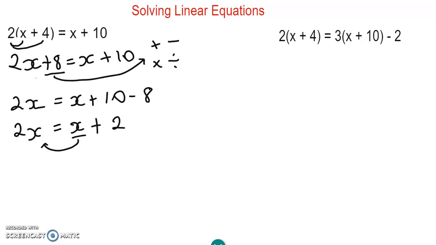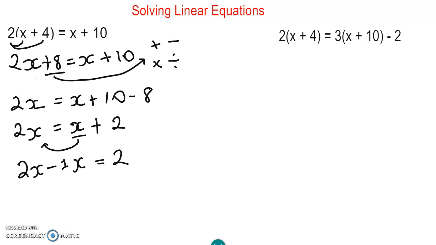And as you know, x when it's by itself is 1x. We don't show the 1 when we're doing algebra, but this is actually 1x. So when we move it onto the other side, because it's plus 1x, we don't have a minus sign or anything that we need to worry about. So it becomes 2x minus 1x, I'm just putting the 1 there for clarification, equals 2.